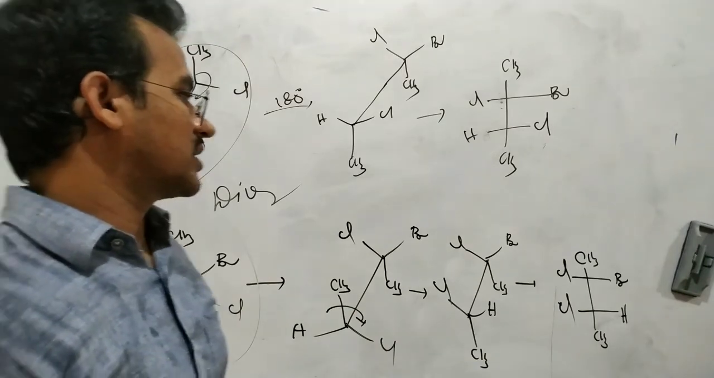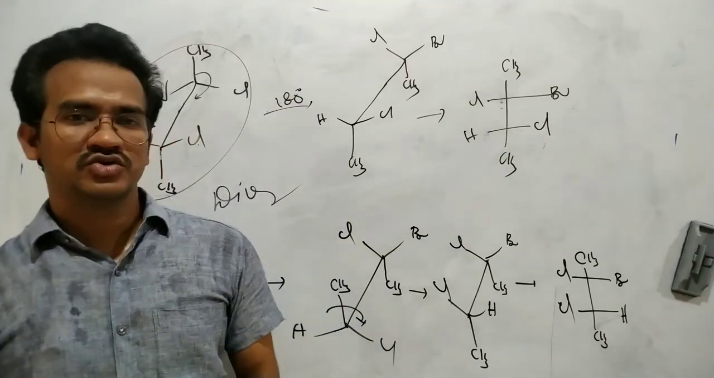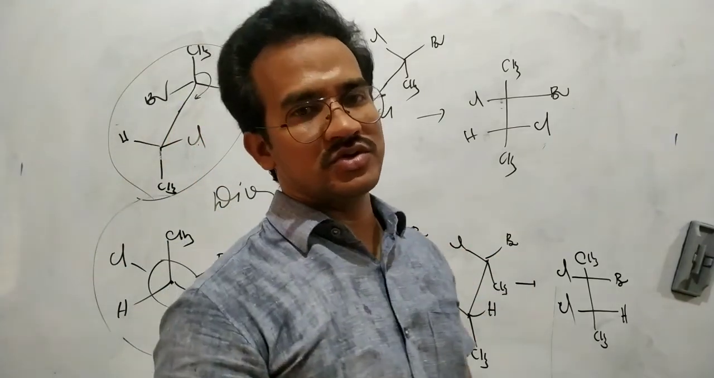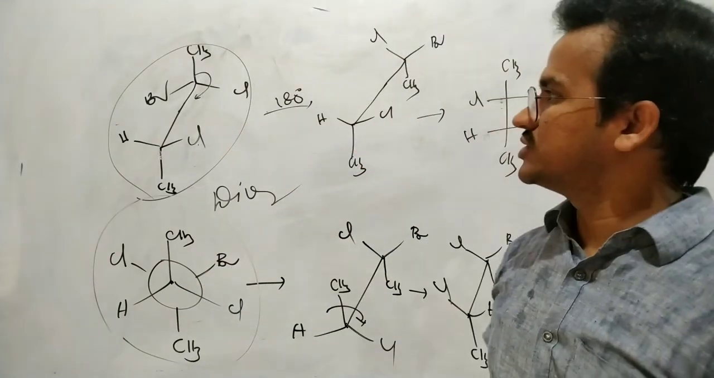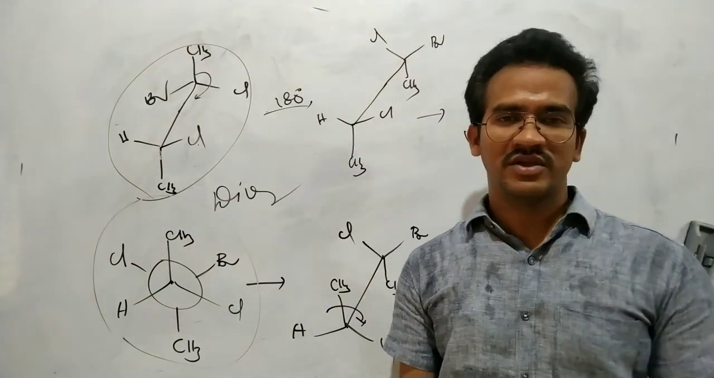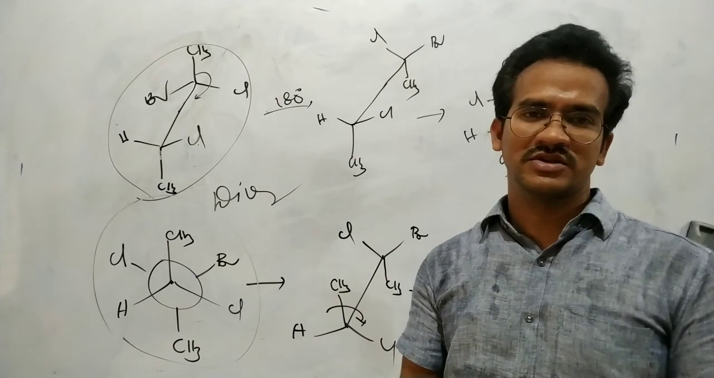Okay, so that is the conversion of Newman projection to 2D structure. Okay, so I think this trick is very useful for the conversions.